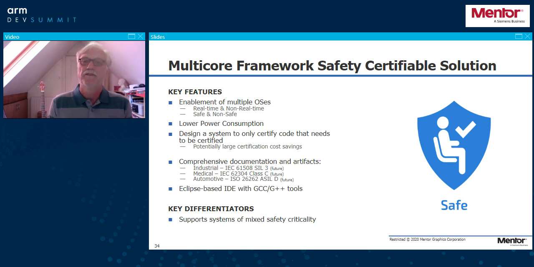The multi-core framework safety certifiable solution is very similar to the Mentor embedded multi-core framework, but is specifically oriented towards safety critical systems. There is comprehensive documentation and components available to enable certification in a number of industries, together with the necessary tools. The key functionality we are looking at is building systems with mixed safety criticality, thus reducing the cost of certification by only certifying the parts that are necessary.